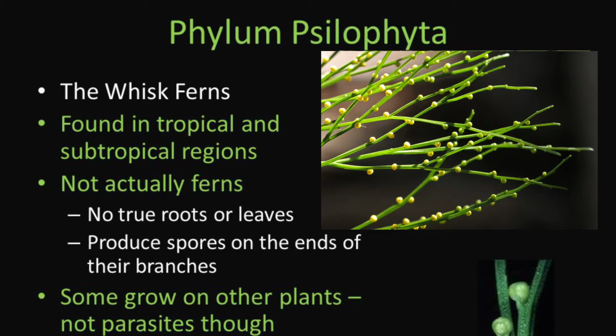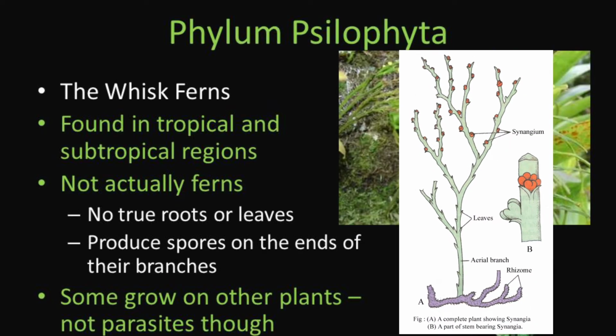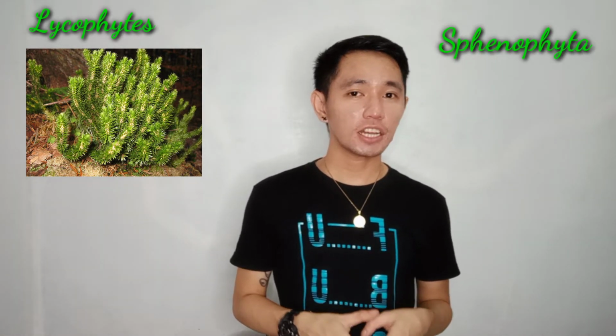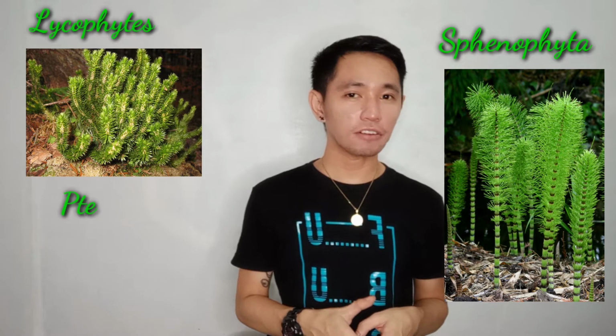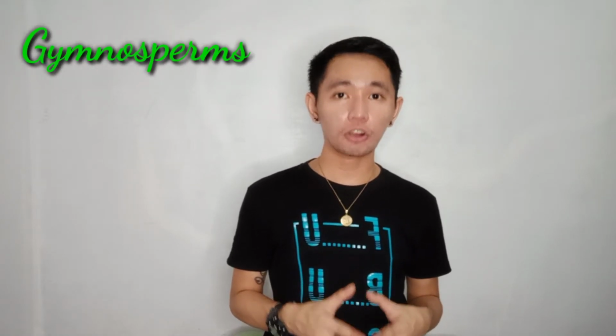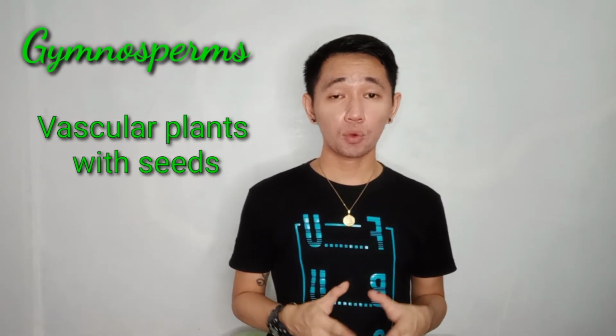The vascular tissues of these plants are found inside the stem. They also have rhizomes, which absorb nutrients from the soil. Some other examples of the seedless vascular plants are the lycophytes, such as the club mosses, the sphenophyta, such as the horsetail, and the pterophyta, such as ferns. The next group is the gymnosperms, or the vascular plants with seeds.